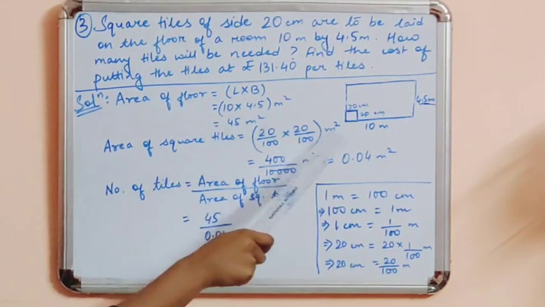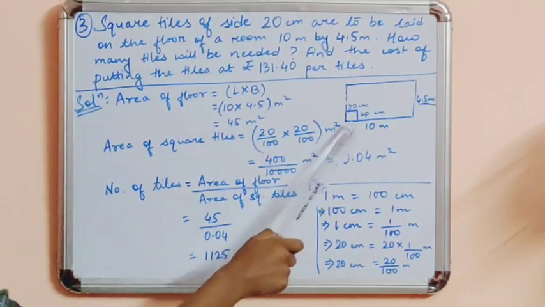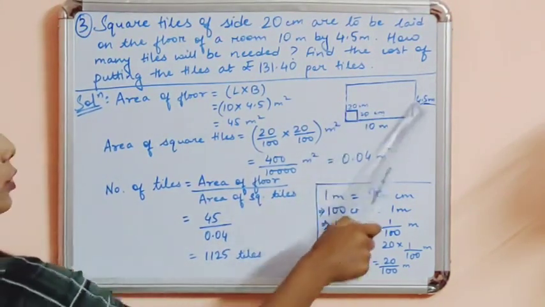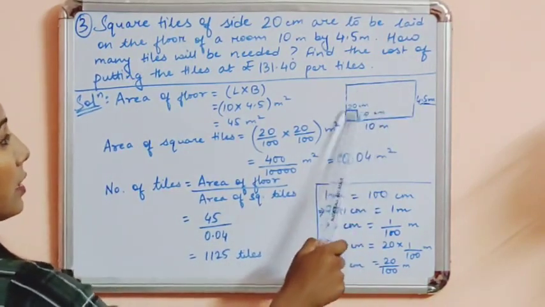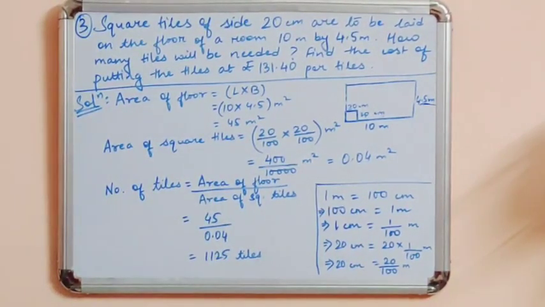So, in this case, we need to calculate the area. Why area? Why not perimeter? Because perimeter is calculated only when we are calculating the boundary. But here we have got nothing to do with the boundary. The tiles are occupying the space inside this rectangular floor. So this is the reason why we are calculating the area.